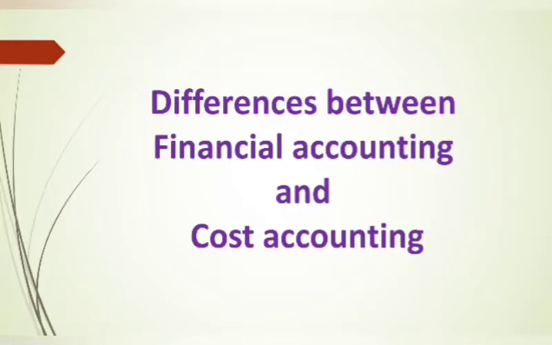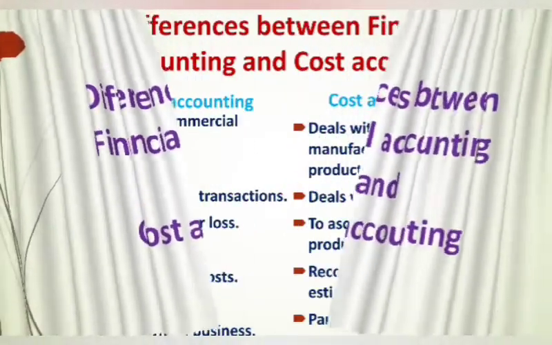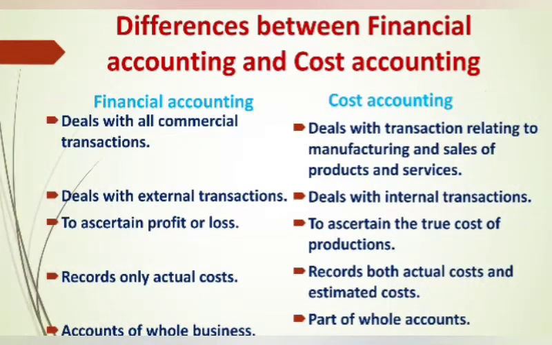Then what is cost accounting? Cost accounting is accounting for cost, and its main purpose is to ascertain the cost of a product, to control the cost, and to communicate information for decision making. So let me see what the differences are between financial accounting and cost accounting.